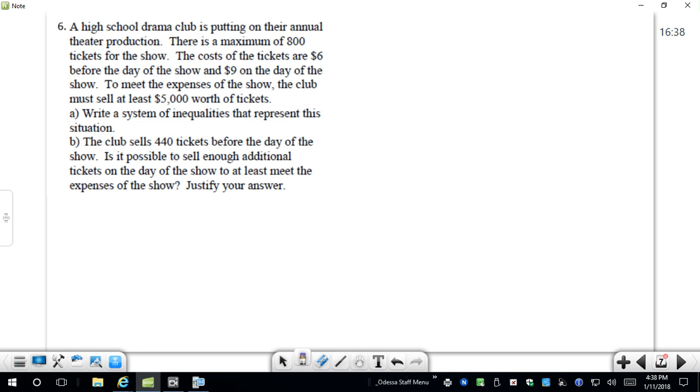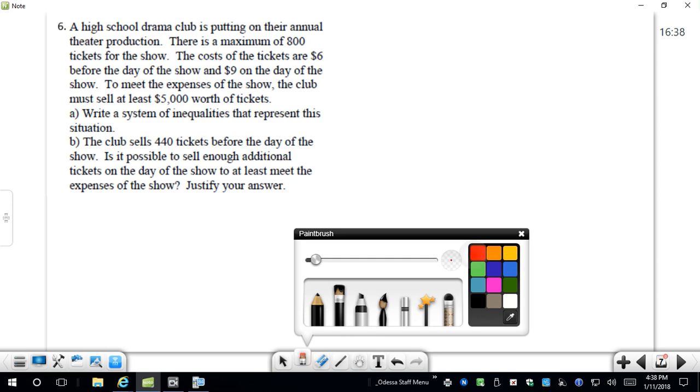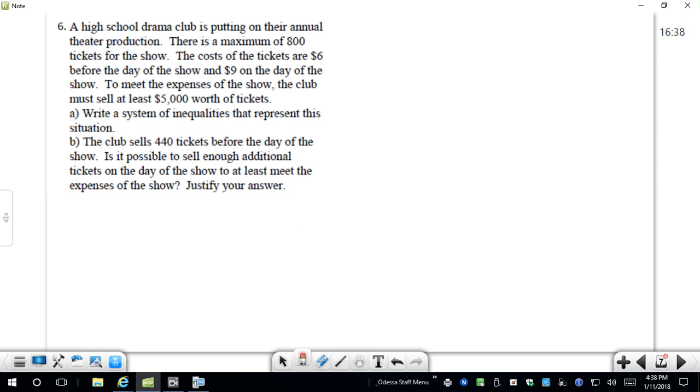Okay, so number 6, a high school drama club is putting on their annual theater production. There is a maximum of 800 tickets for the show. I'm actually going to go ahead right now. That sounds like something important. So there's a maximum of 800 tickets for the show. The cost of the tickets are $6 before the day of the show and $9 on the day of the show.